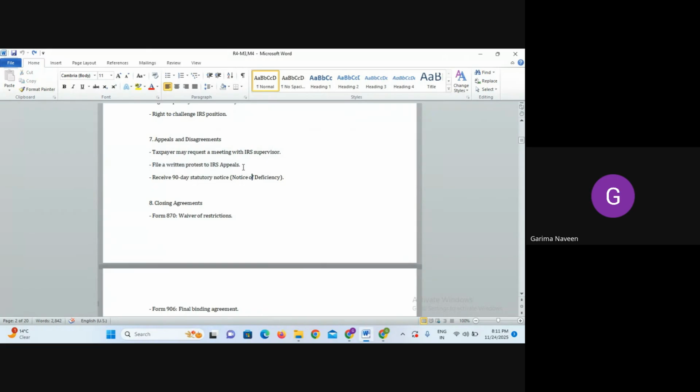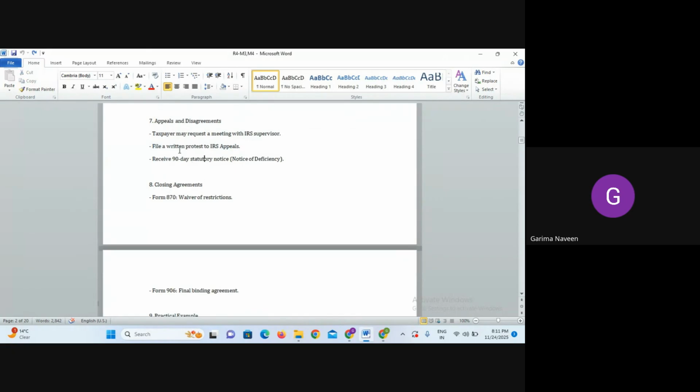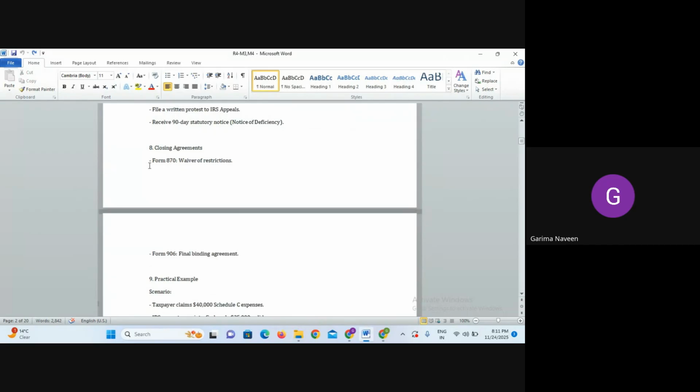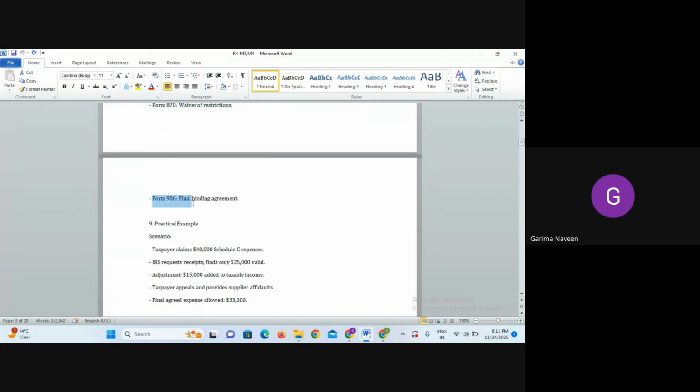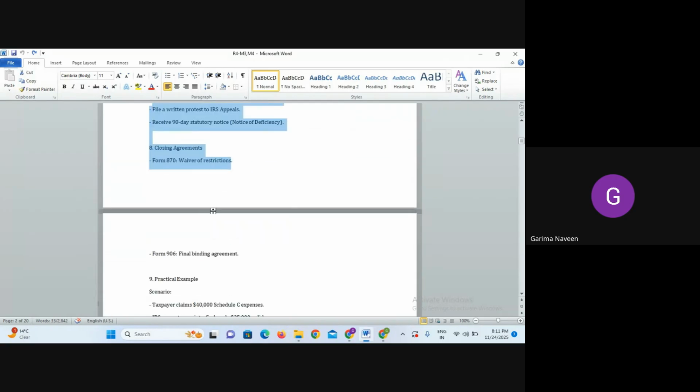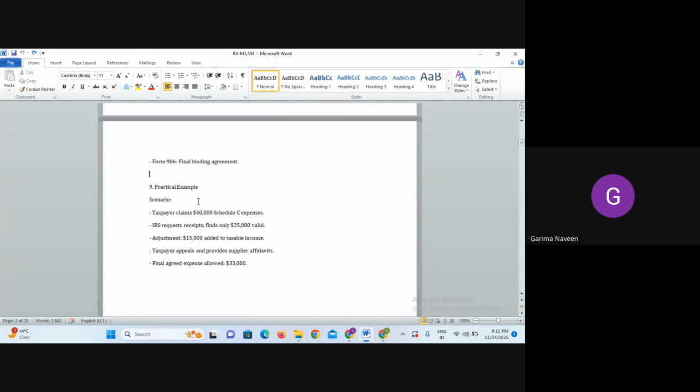Like if you do not agree with the changes suggested by the IRS, you may file a written protest to IRS appeals. You receive a 90 days statutory notice, which is the notice of deficiency. So we will discuss when it is issued. Closing agreements means you have certain forms: Form 870, which is waiver of restriction, and Form 906, final binding agreement. So this will come in the later slides, when there is an issue.